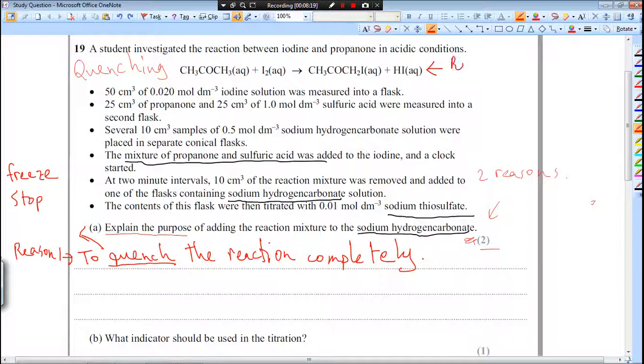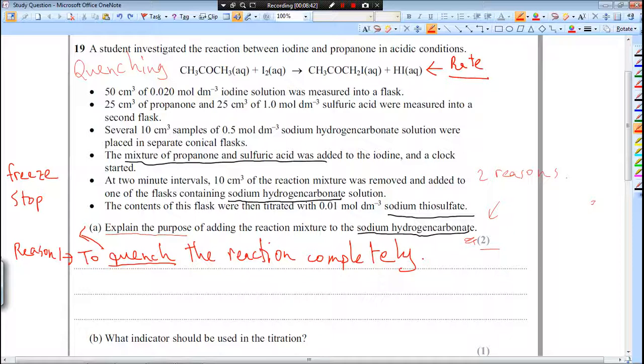Okay, the rate is pretty fast over here, and we are investigating the rate of this reaction. As we are following the rate of this reaction, the reaction should be very slow, so we can follow the reaction. That is why we are quenching the reaction completely.